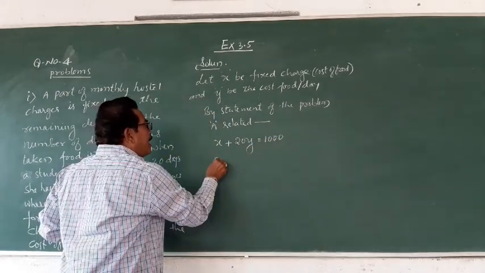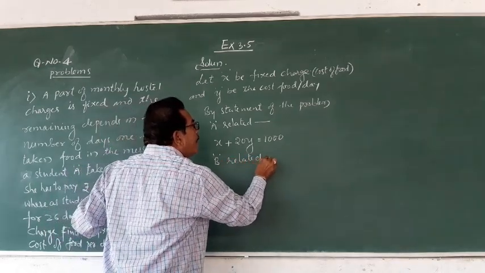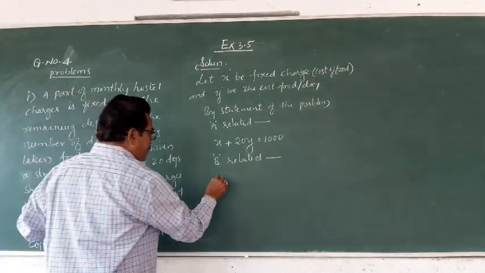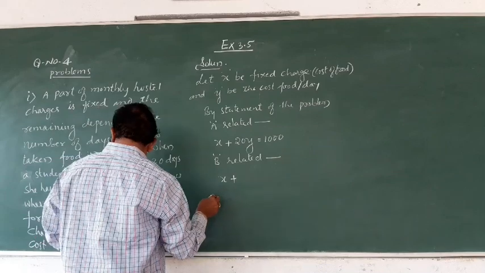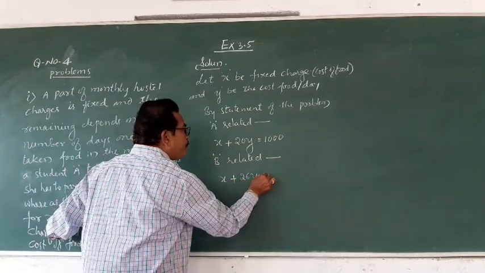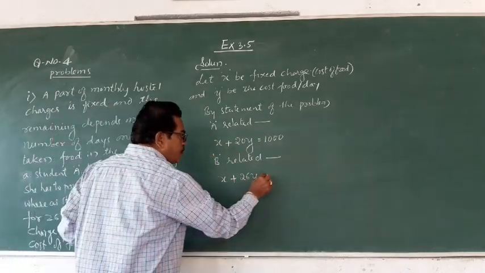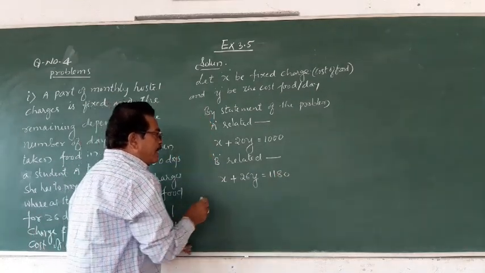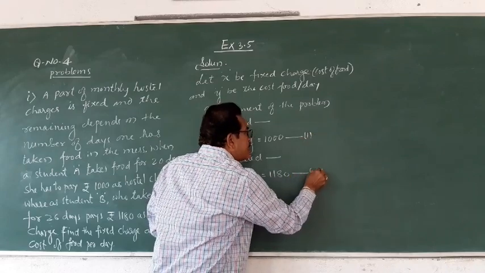Then B related: see, fixed charge is X. How many days has she taken? 26 days. Equals how much has she paid? She has paid 1180. Okay, let us say this is equation 2.